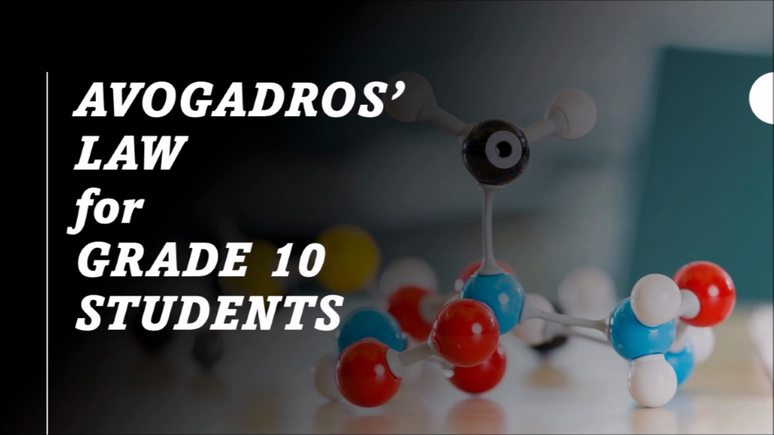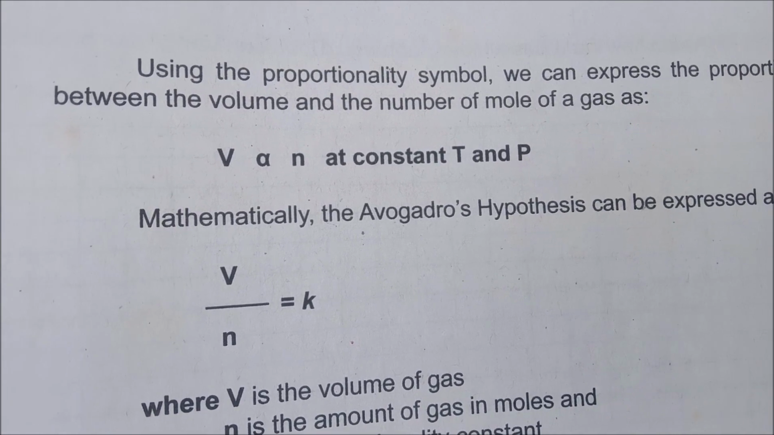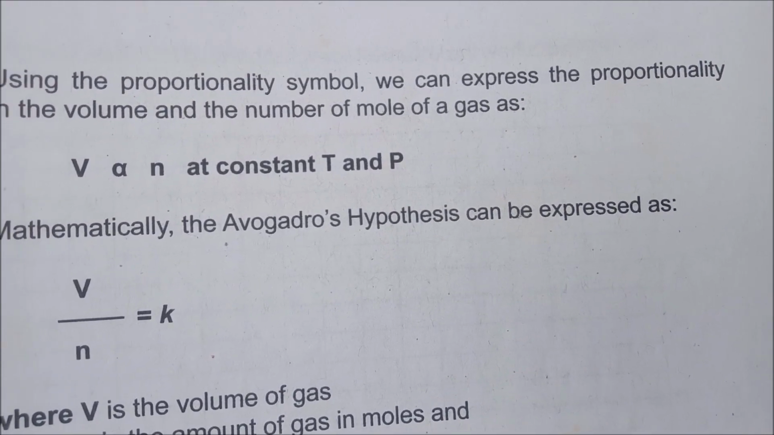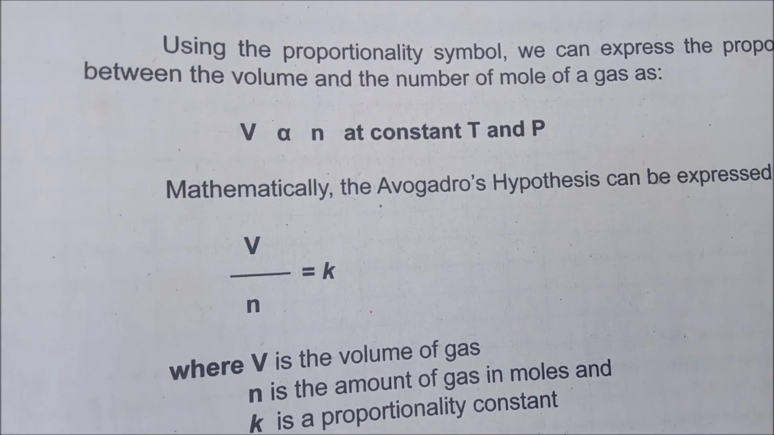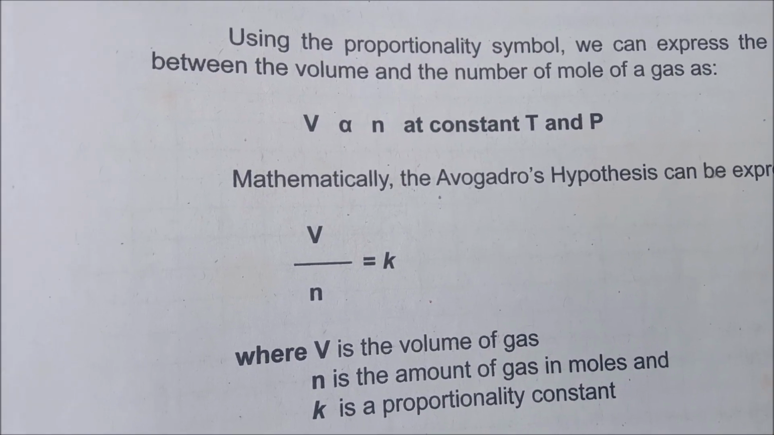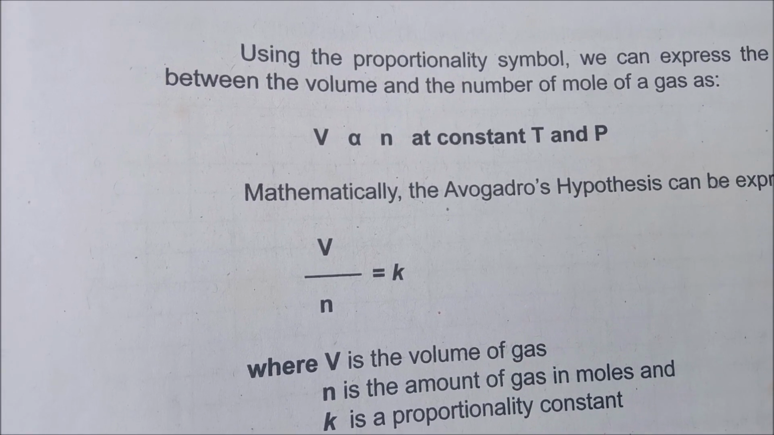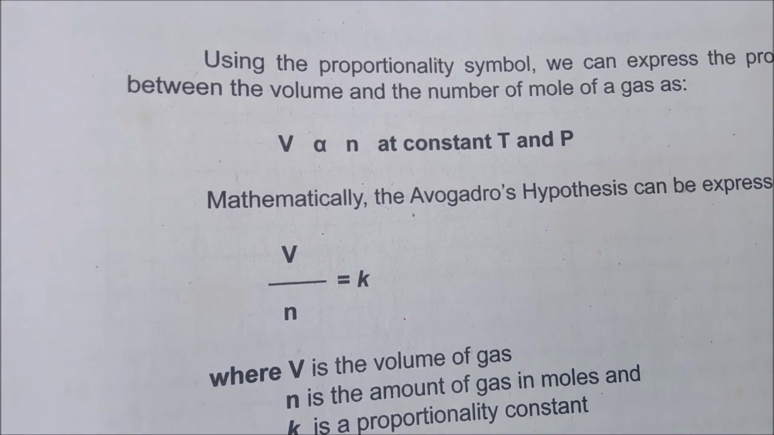Avogadro was the first to suggest that the volume of a gas is directly proportional to the number of moles of a gas present at the given temperature and pressure. Using the proportionality symbol, we can express the proportionality between the volume and the number of moles of a gas as volume is directly proportional to N at constant temperature and pressure.